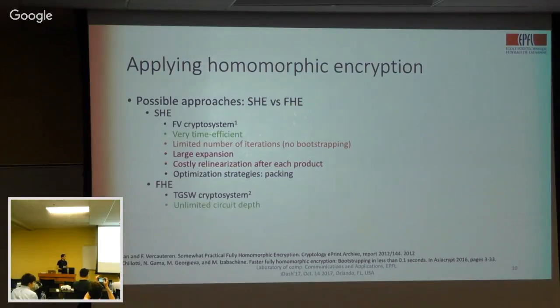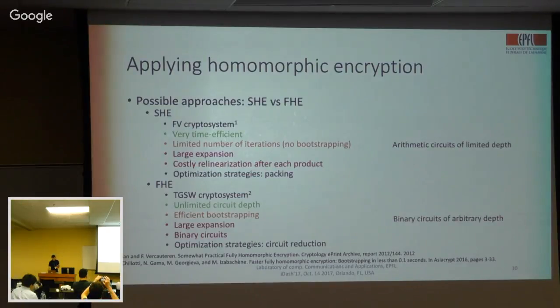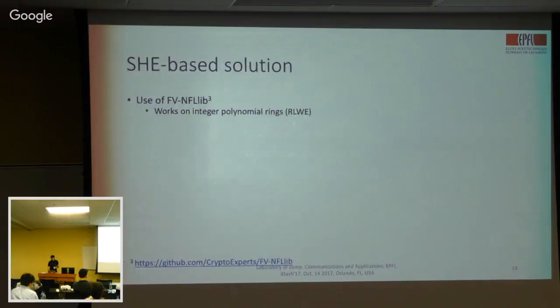The second solution is based on full form of encryption. This is the Taurus Dentax High Water Script System. This is a TFHC library that was also used by other teams. And it allows for a limited circuit depth. It has a very efficient bootstrapping, but it also has a large expansion, smaller than FD, but it's still large. And it forces to apply binary circuits. So we have to invoke the iteration into a binary circuit and apply one bootstrapping after each binary gate. So that's a huge overhead. And the only optimization we can apply here is reducing the circuit, optimizing the wires in the circuit. So we either go with arithmetic circuits with a finite depth or binary circuits with a literary depth.